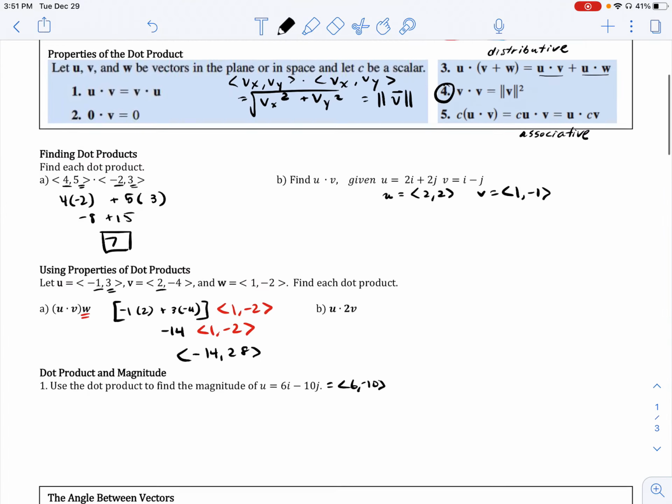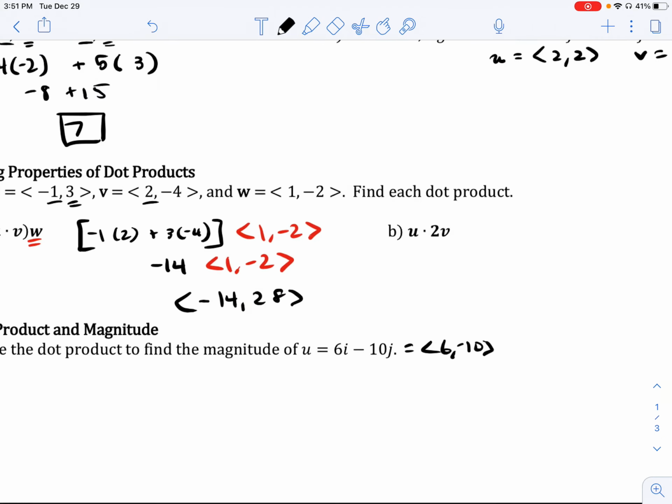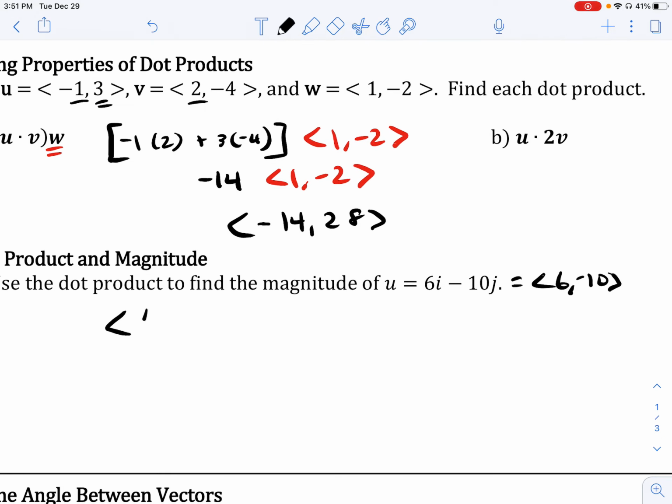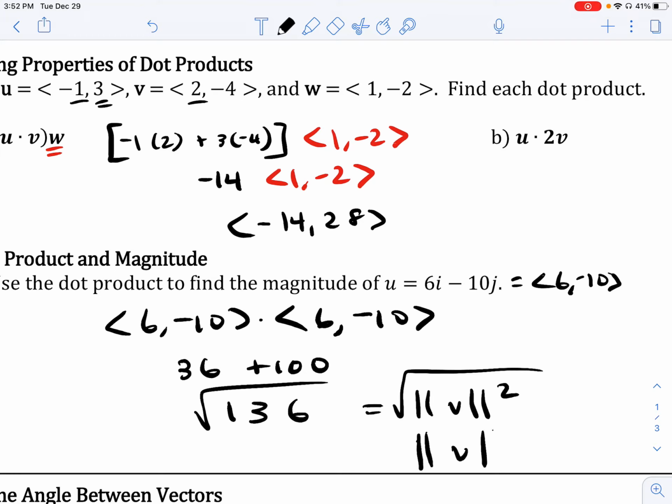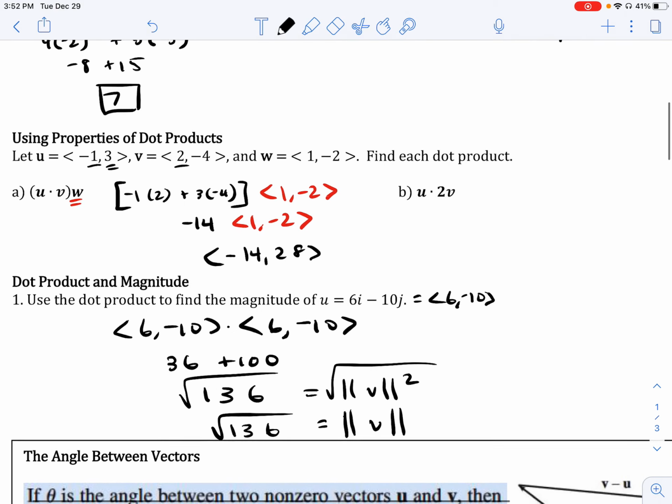So what we're going to do is multiply this vector by itself. Let's multiply <6, -10> by <6, -10>, this vector multiplied by itself. Well, what does that give me when I do the dot product? I get 36 plus 100, which is 136. And our property tells us that this is simply our magnitude squared. So to figure out my magnitude, I'm just going to take the square root of both sides. The magnitude of vector u is equal to root 136. Those are equivalent.